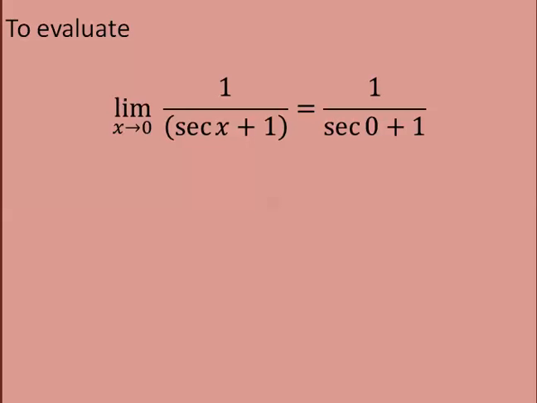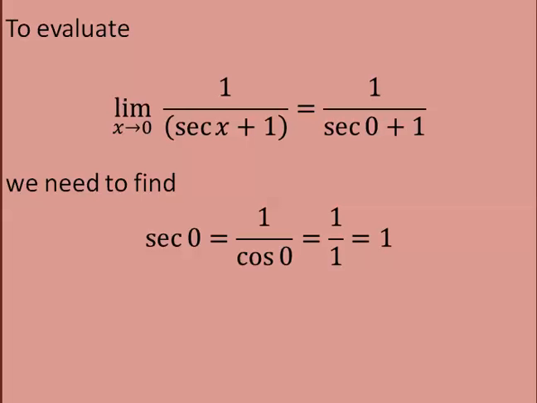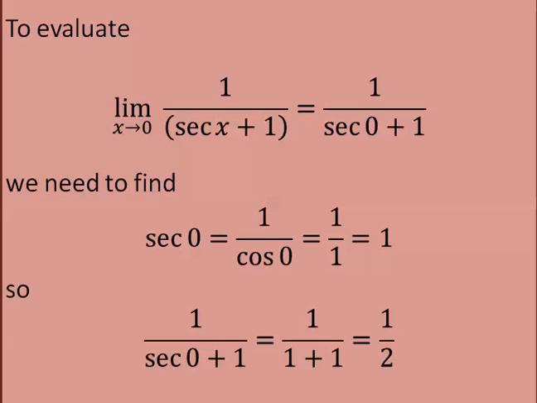To evaluate this limit, we need to find what secant of 0 is. Secant of 0 is 1 over cosine of 0. And cosine of 0 equals 1. So secant of 0 equals 1 as well. And so 1 over secant 0 plus 1 is just 1 over 1 plus 1, or 2.